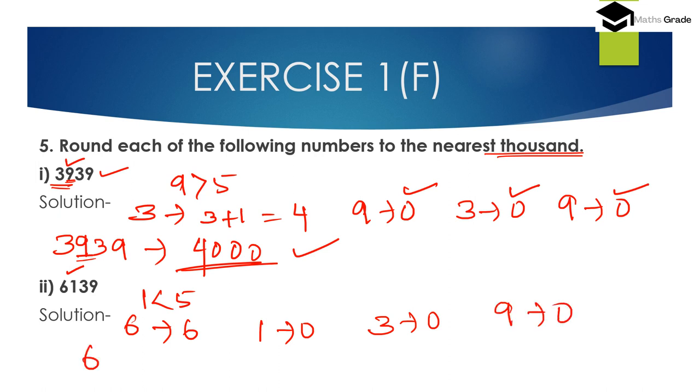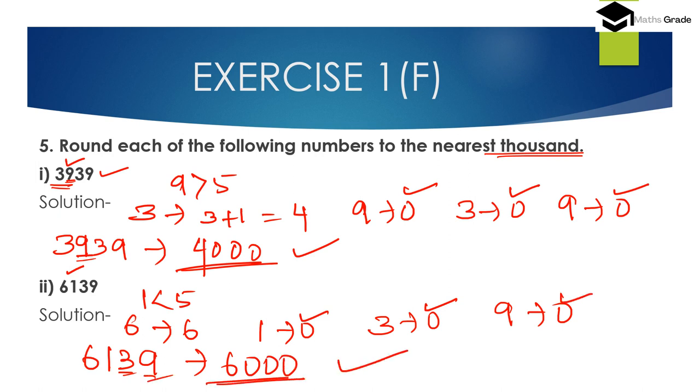So 6139 rounded to the nearest 1000 will be this: 6 stays, 1 changes to 0, 3 changes to 0, 9 changes to 0. Now 6139 rounded to the nearest 1000 is 6000. So 3939 rounded to the nearest 1000 is 4000, and 6139 rounded to the nearest 1000 is 6000.